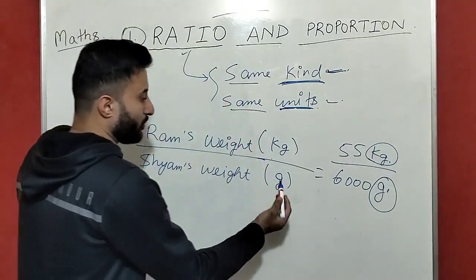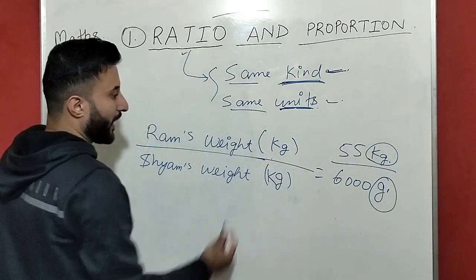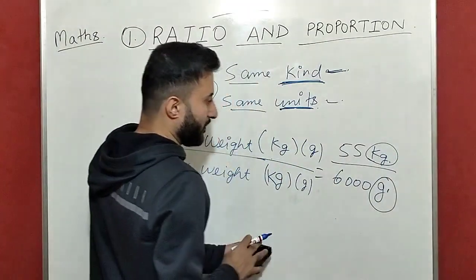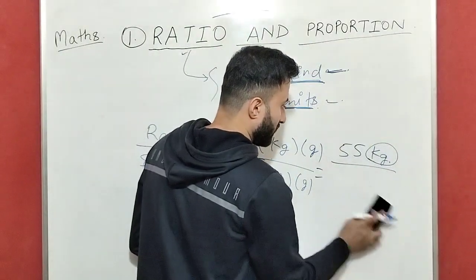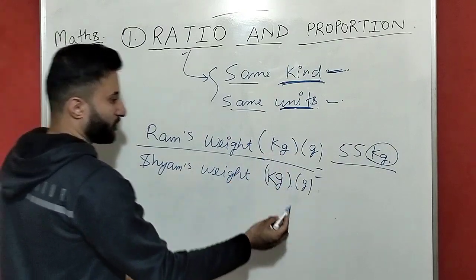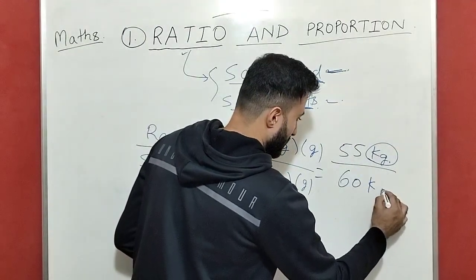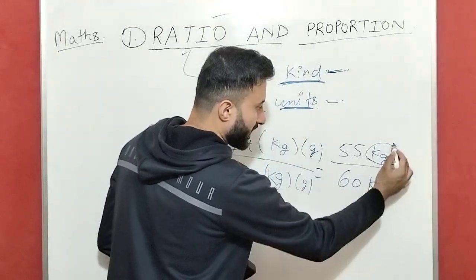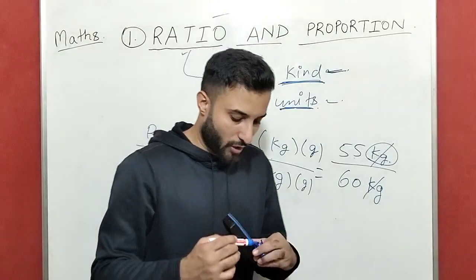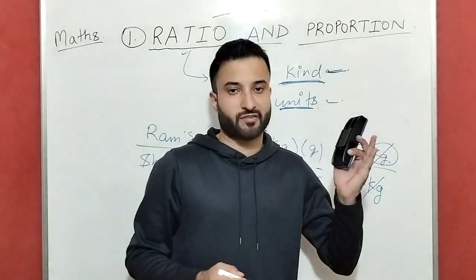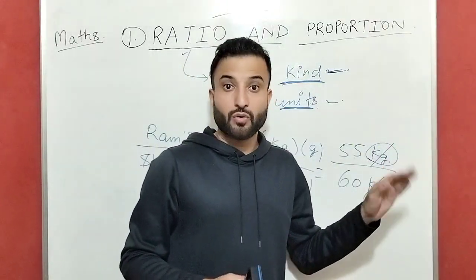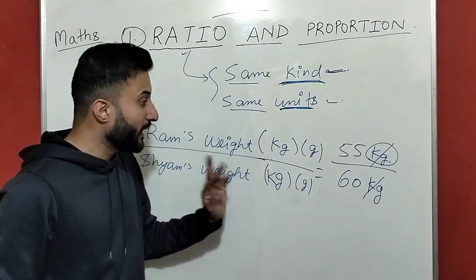Same unit means either you make both in kg, or you make both in gram. So what will happen if I make both in kg? Suppose Ram's weight is 55 kg, Shyam's weight is 60 kg. So what will happen? Kg will get cancelled. So that's why you will get a ratio, because a ratio is a dimensionless quantity, because a ratio does not consist of any unit. So that's why both units have to be the same.